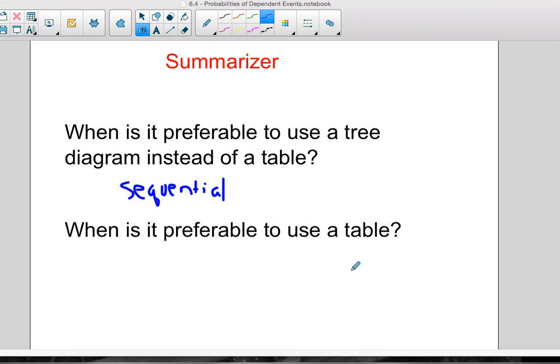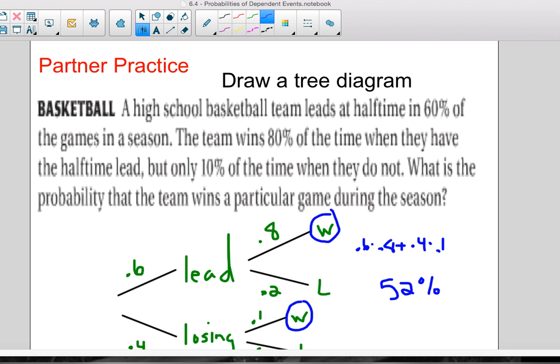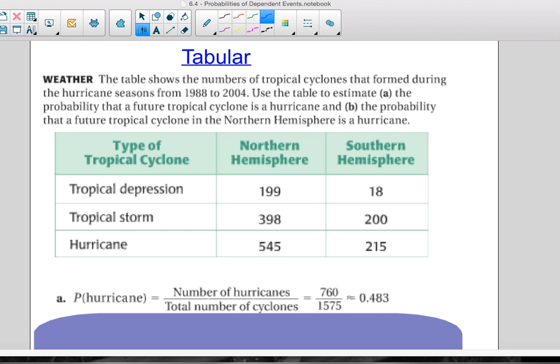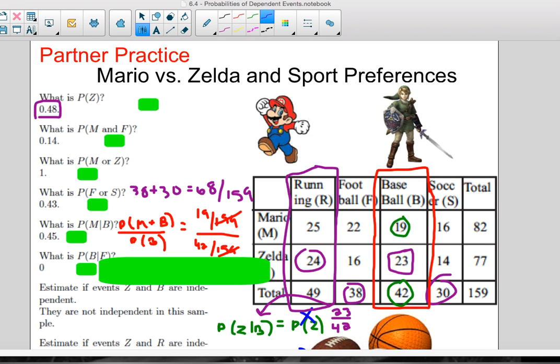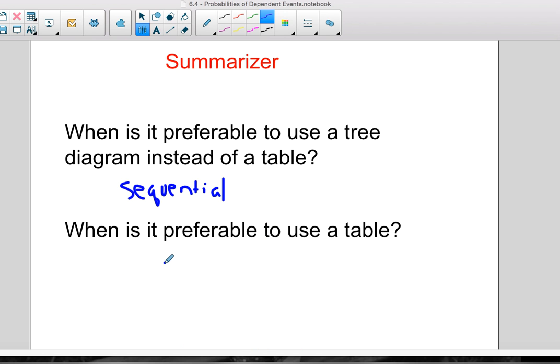But with a table, I think the only examples we had were the Hurricanes and the Mario and Zelda ones. But it's usually when you have categorical data, right? So when you have different categories of data and you can compare them across each other with something like a two-way table, that's usually going to signify using a table, right? And you kind of see more of these. You get a couple more in the homework and the activities. So you get more comfortable at figuring out what would be better to use and what would be more difficult to use.